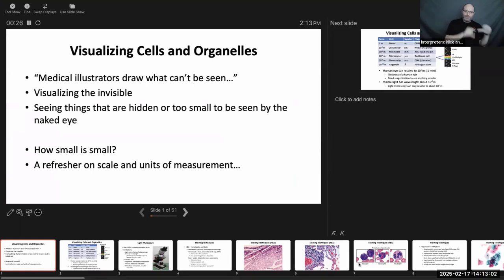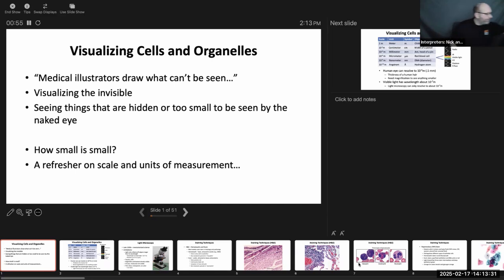And I gave you that quote from the Association of Medical Illustrators that medical illustrators draw what can't be seen, watch what's never been done, and tell thousands about it without saying a word. And the first part of that is, we draw what can't be seen. So a big part of what we do is to make the invisible visible, to see things that are too small to be seen with the naked eye, and to make these things visible for people to see.